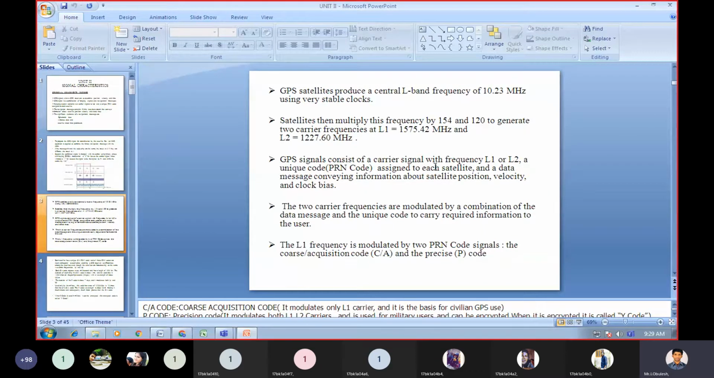L1 is 1575.42 megahertz and L2 is 1227.60 megahertz. If you convert this into gigahertz, we will get 1.57542 gigahertz for L1, and L2 is 1.2276 gigahertz. Here we have this in terms of megahertz, so don't get confused.